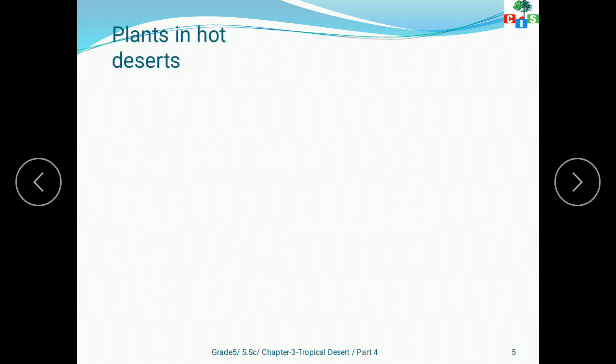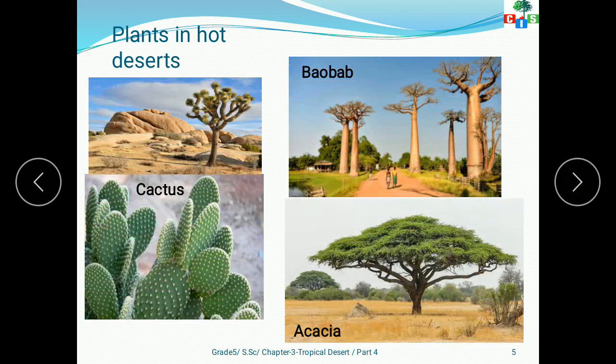Now let's see the different plants. These are some of the pictures. Cactus is there, this is baobab, and this is acacia. So these are some plants which are found in tropical deserts.